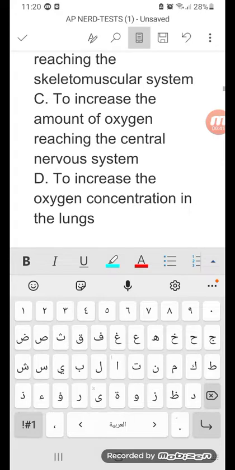When he said diving, diving requires lots of vigilance. The central nervous system has to be aware of all the dangers coming. So the answer is C.